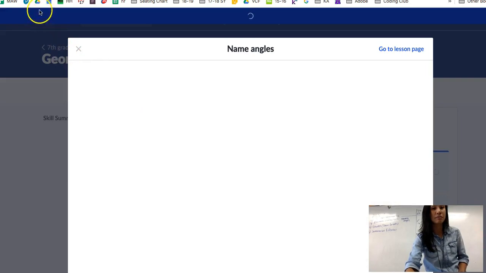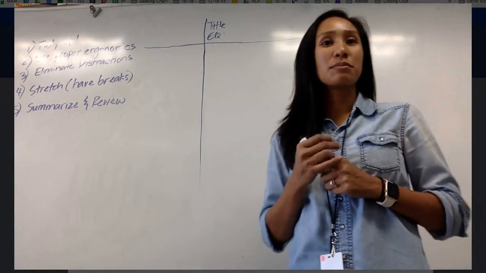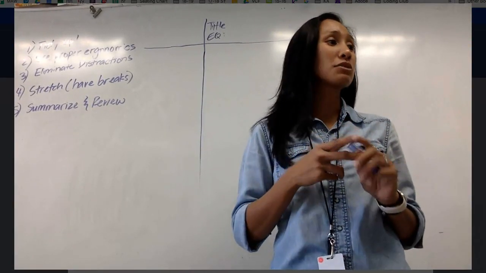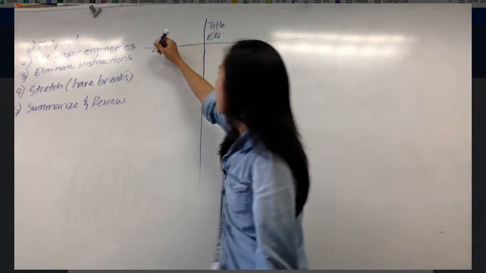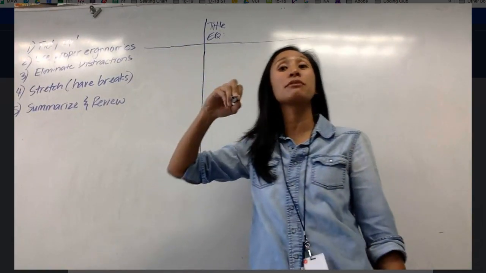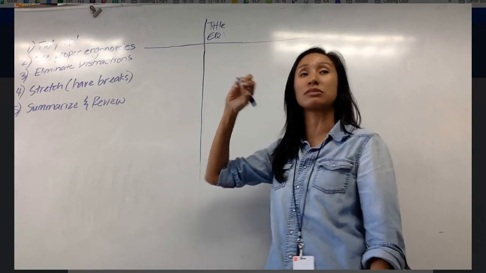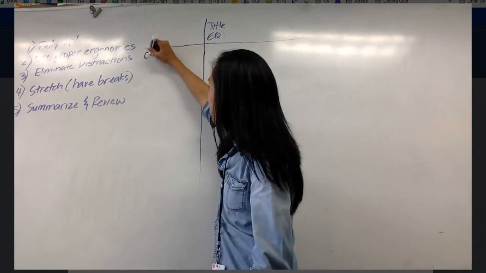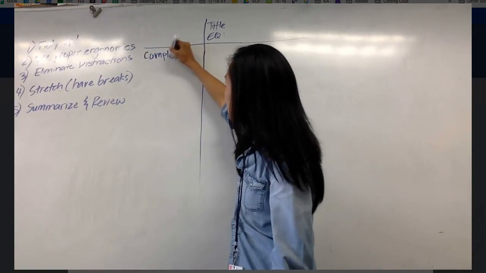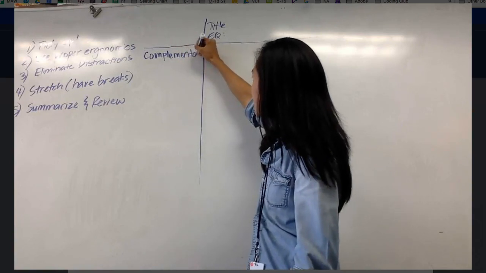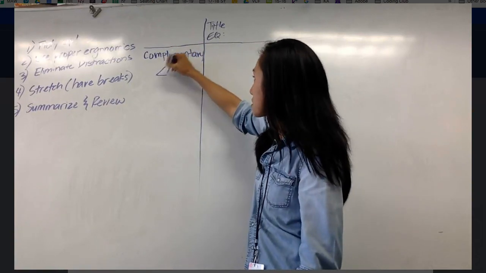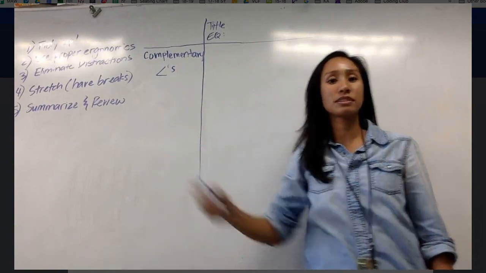Alright, so this next portion is learning about different angle relationships. The first type of angles are complementary angles. Write down complementary. And since we're lazy, we're just going to use the symbol for angles. Complementary.